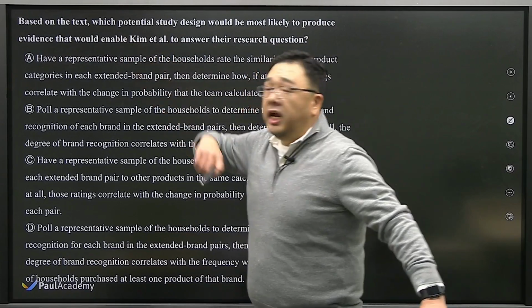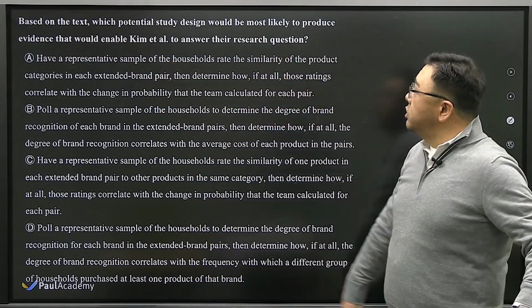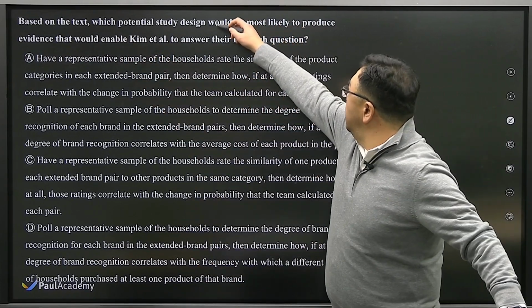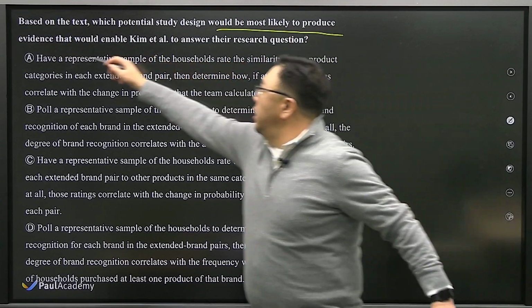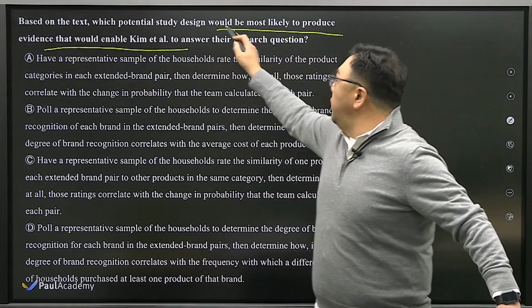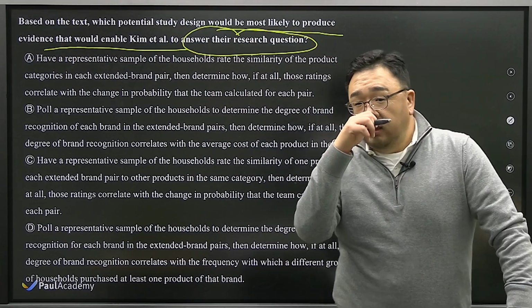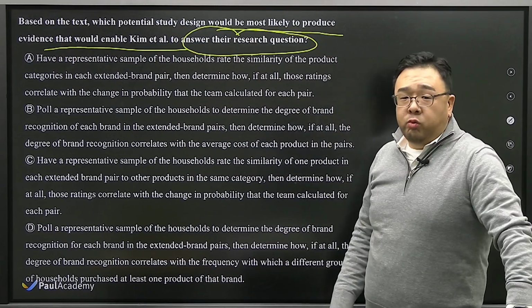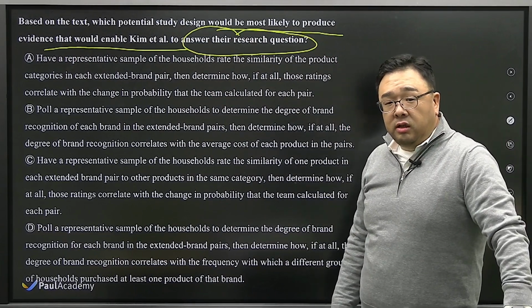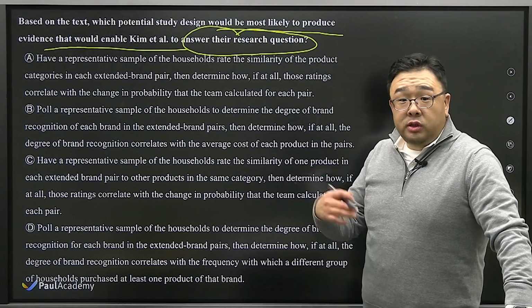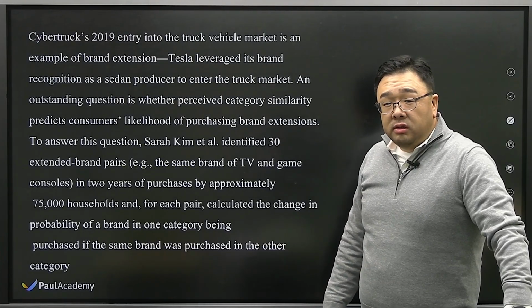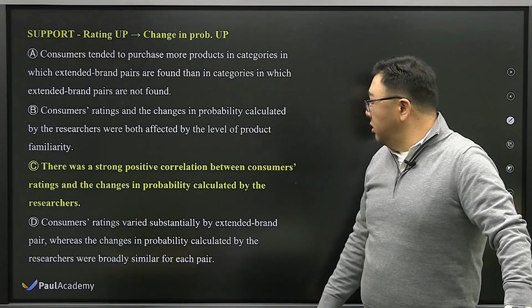It says, based on the text, which potential study design would most likely produce evidence that would enable Kim et al. to answer the research question? So what process would it use is what it's asking. But you know what? We just did that question, if you saw it. Previously, right here.